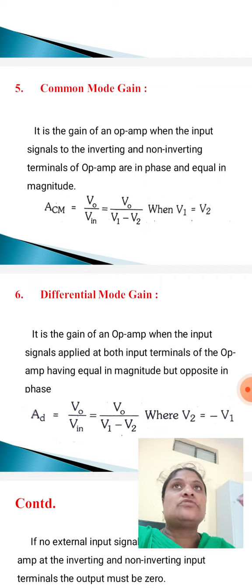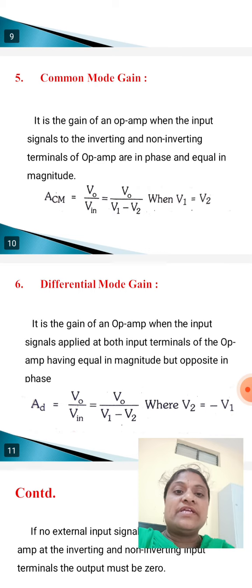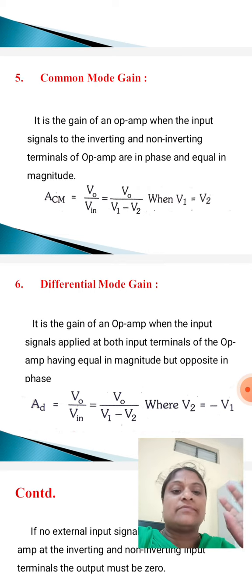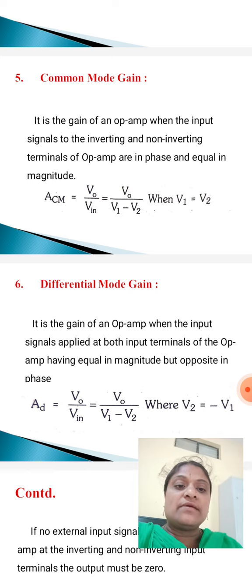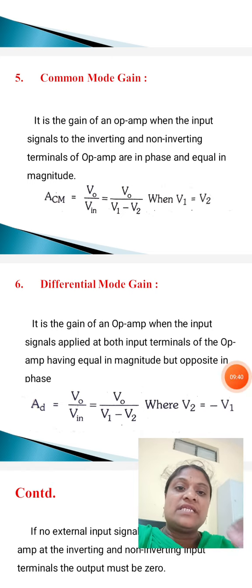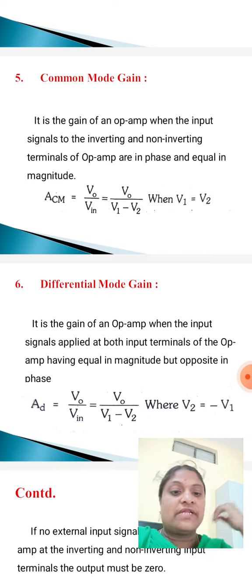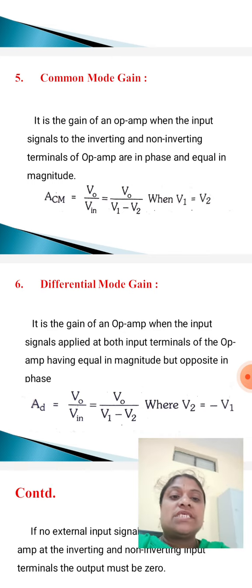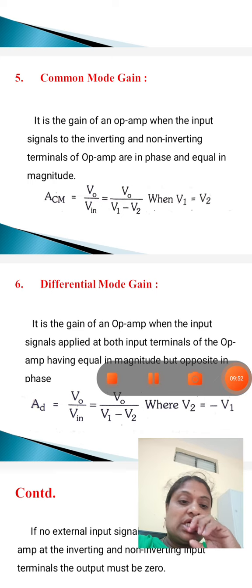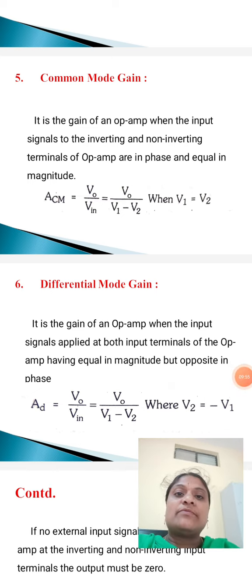Substituting V0 and V in equal to V1 minus V2 in the common mode gain formula, ACM is equal to V0 by V in, which is equal to V0 by V1 minus V2, when V1 is equal to V2. This is nothing but the common mode gain.